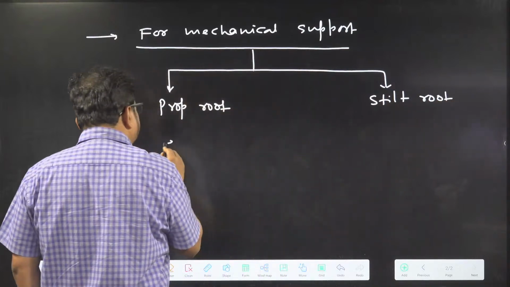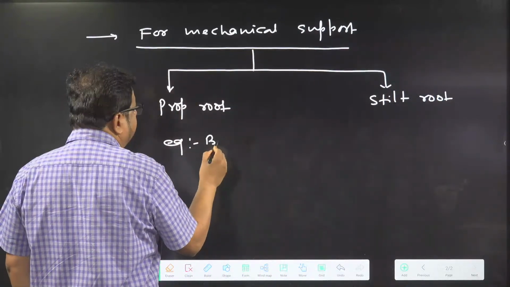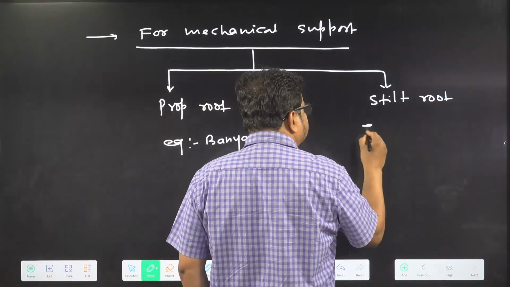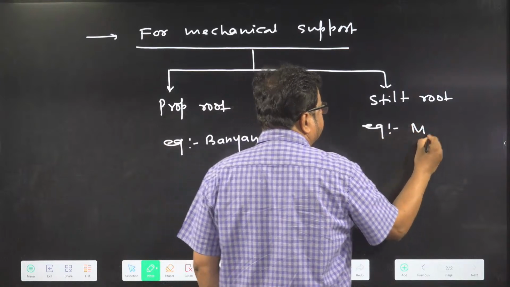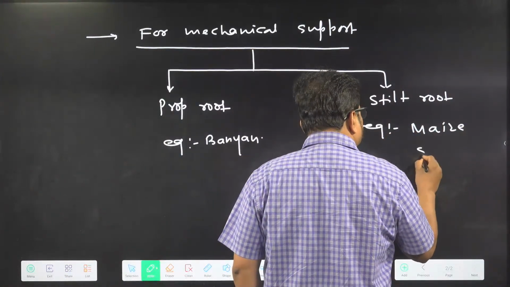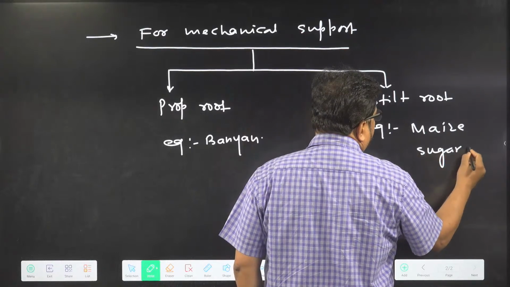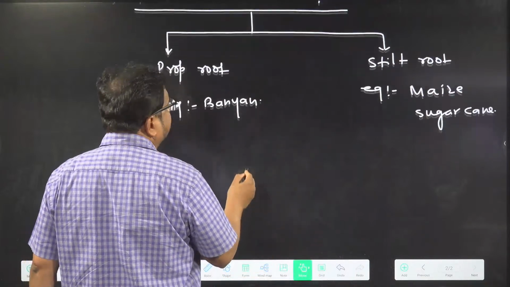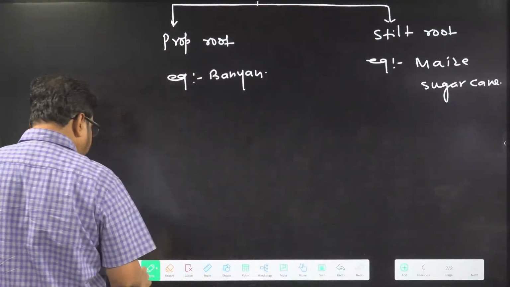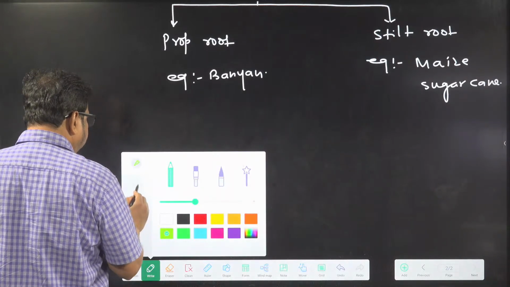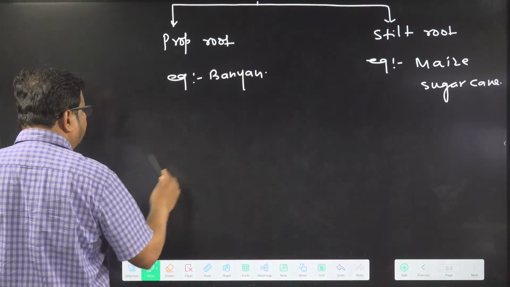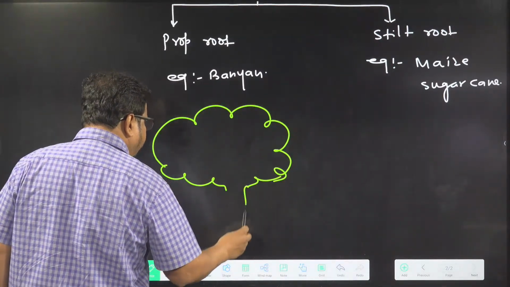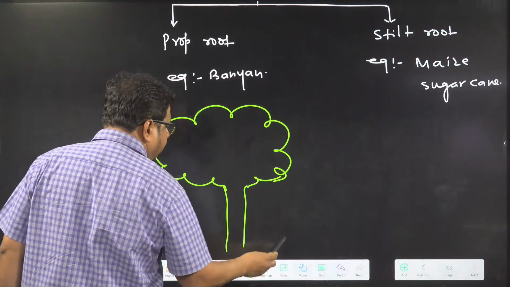So a very good example of prop root is which one? Banyan tree. And stilt root examples are maize and sugarcane. The purpose of both is providing mechanical support. Try to understand with the help of an example. So see, I am drawing a sketch of a banyan tree, a rough diagram of a banyan tree. You just assume it is a banyan tree.